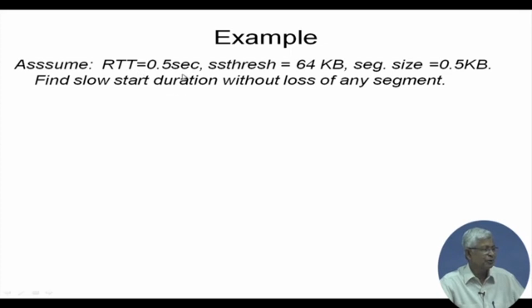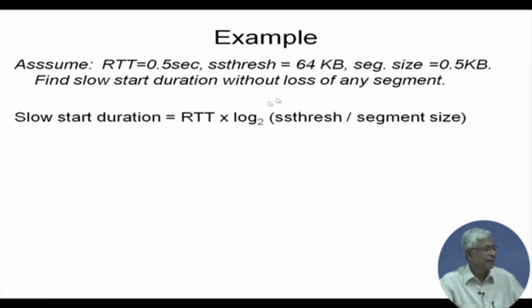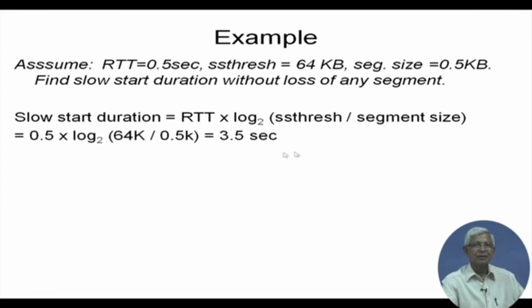Now, we will use an example to understand with certain numbers. Let us assume RTT is 0.5 second, which is satellite delay, the SS threshold is 64 kilobytes, and the segment size is half a kilobyte. Find the slow start duration without a loss of any segment. The slow start duration will be RTT times log base 2 of SS threshold by segment size. We have seen this earlier. So this is 0.5 second multiplied by log of 64K by 0.5K, which is 3.5 seconds. That is the slow start duration to reach the SS threshold level.